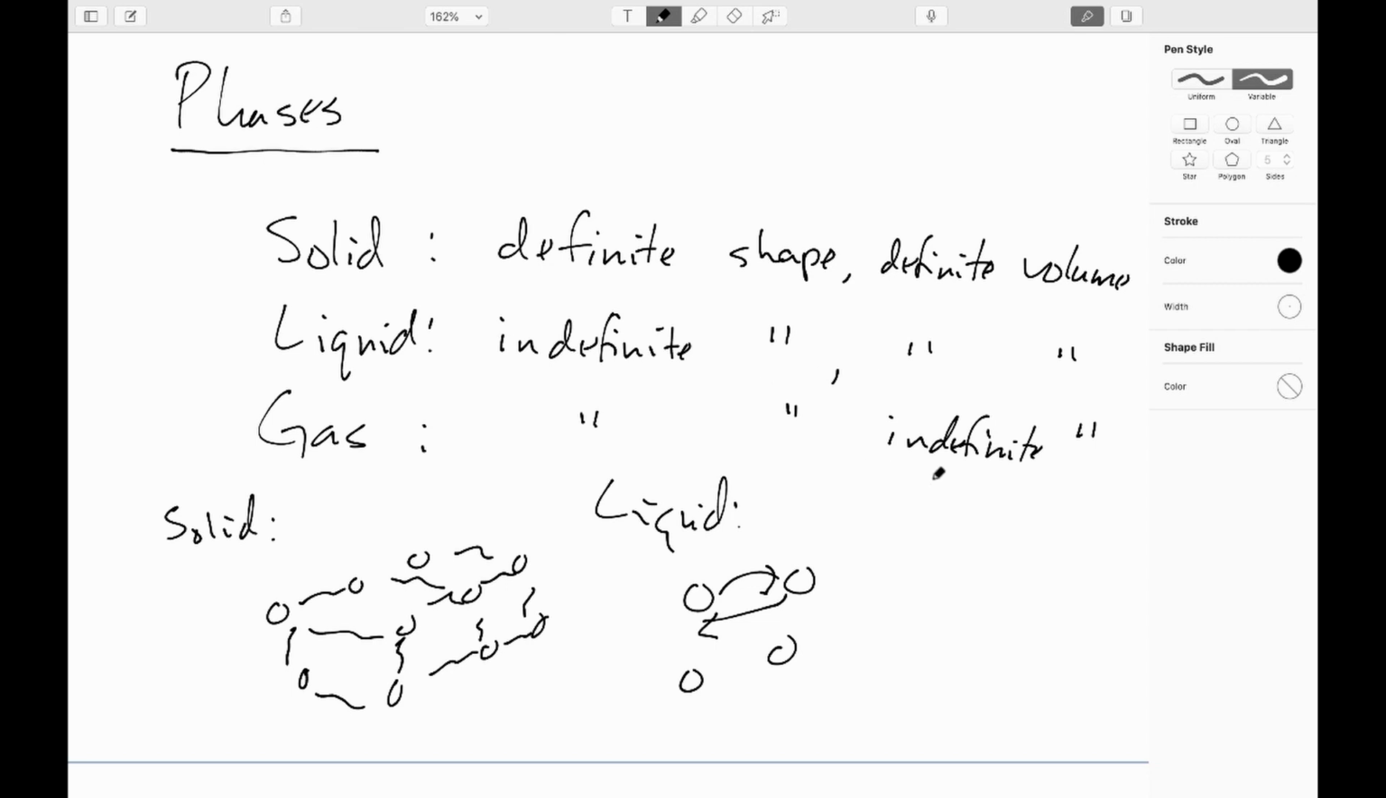With a gas, on the other hand, there isn't even this attraction anymore that's keeping the atoms near each other. They're all just flying off in random directions, doing their own thing, and mostly interacting with the walls of the container.